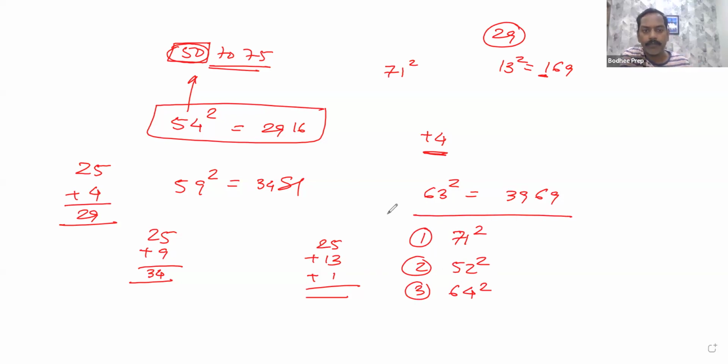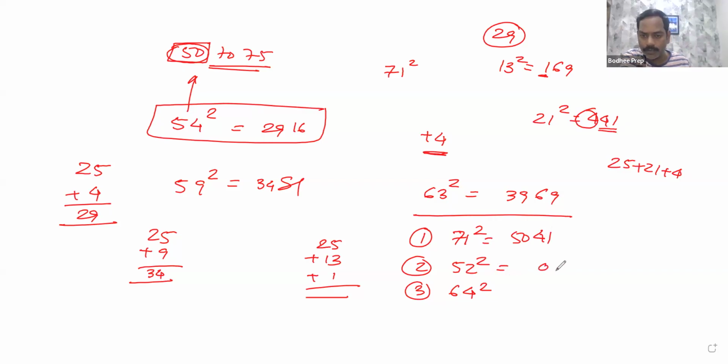Now 71 compared to 50, it is 21 more, right? So the square of 21 is 441. So we'll be writing 41 at the last, right? 4 would be carry forward. Again, 25 plus 21 plus 4, right? So this makes it 50. So 5041. You can check. 71 into 71 is 5041.